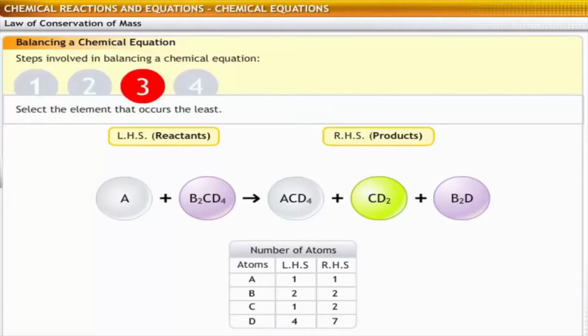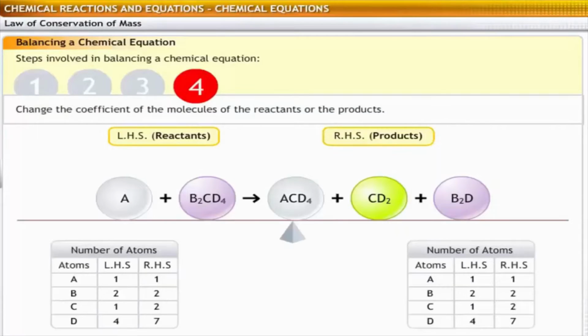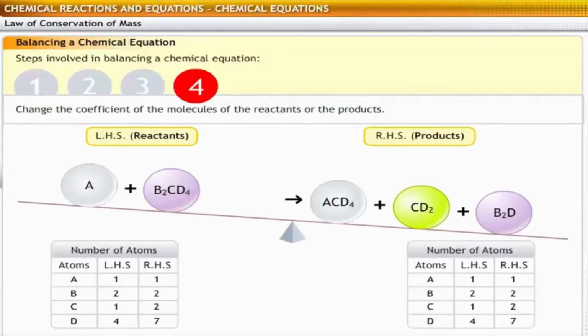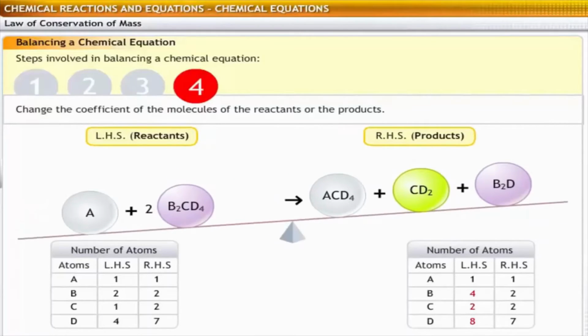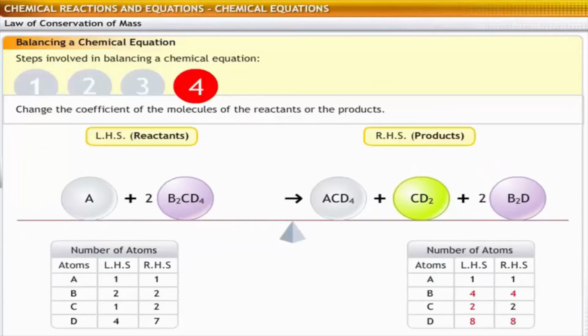Selecting the elements that occur for the least number of times in the equation. Balancing typically starts with such elements where the number of atoms is not equal on both sides. Changing the coefficient of the molecules of reactants or products as required. You should continue balancing the atoms in this manner till you have covered all the elements in the equation.